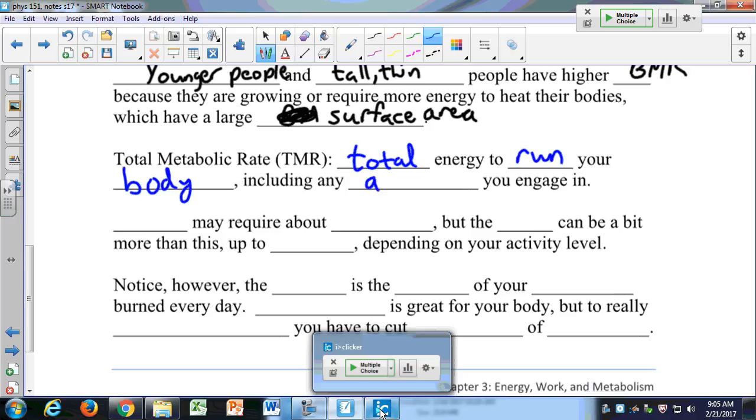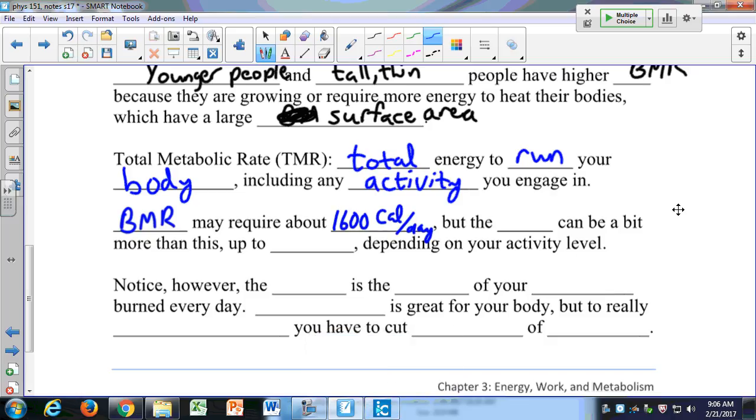And that includes any activity or exercise or whatever that you engage in. So walking around, talking to people, anything that, if you're not just laying in bed resting all day, it would include all of that. So your BMR, that's your basal metabolic rate. Remember, that's just sort of what you need to live. It may require about 1,600 calories per day. Remember, those are food calories, so they're actually kilocalories. But the TMR can be a bit more than this because you're including not just the BMR, but also all that extra activity, up to maybe 2,500 calories per day.